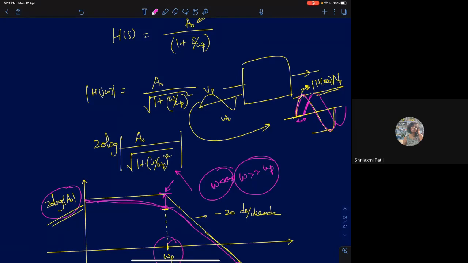Especially when you have systems with feedback, even though the system is stable in the open loop, maybe when I put it in a feedback, it might become unstable.